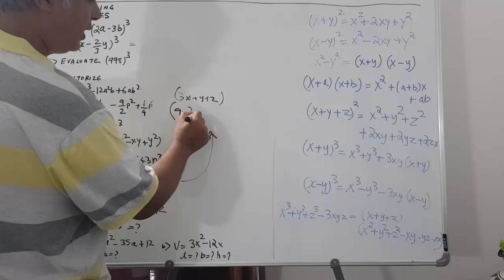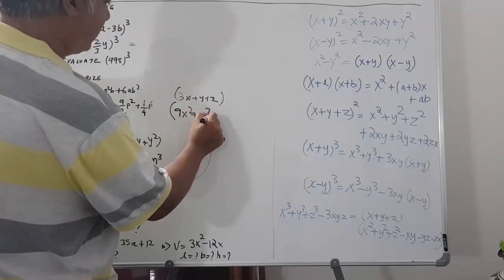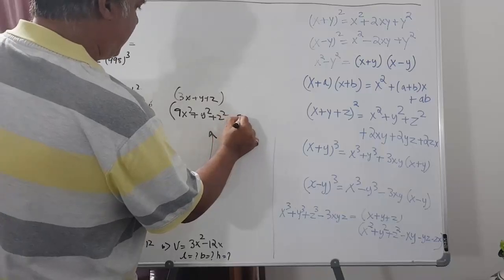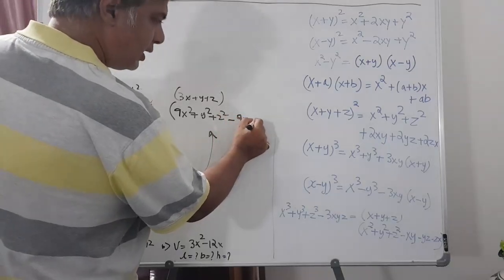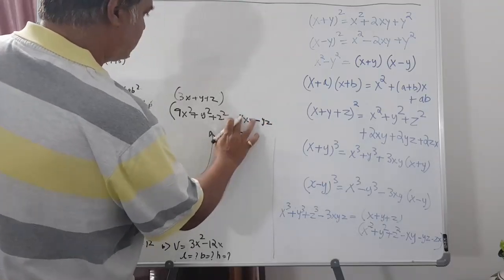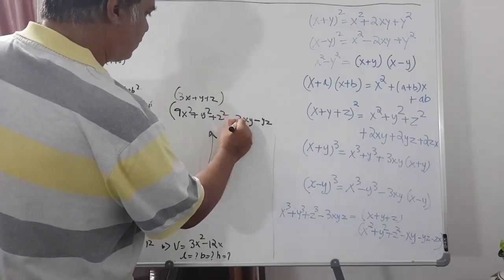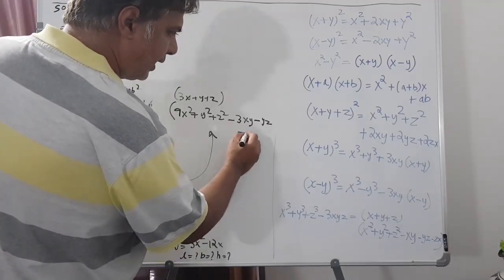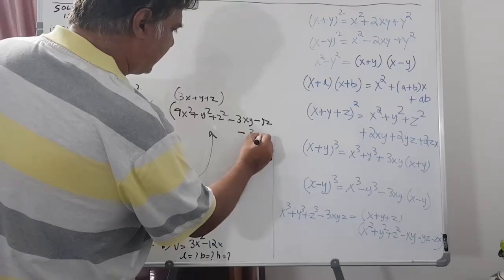9x squared plus y squared plus z squared minus 9xy minus yz. Sorry, it's not 9x, it is 3xy minus yz minus 3zx.